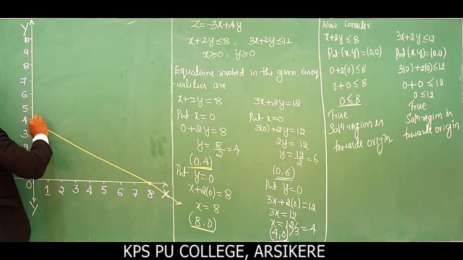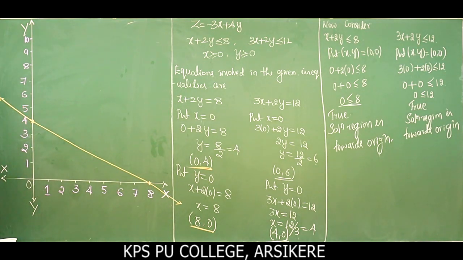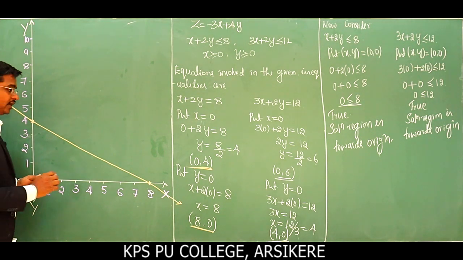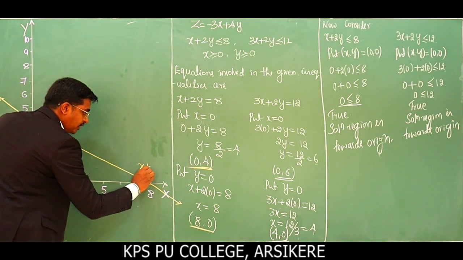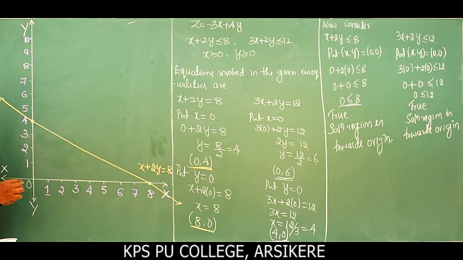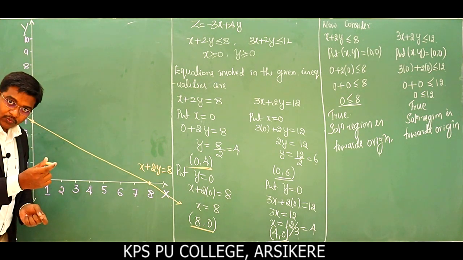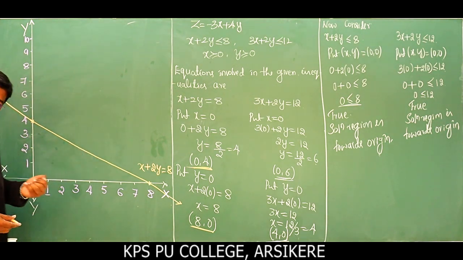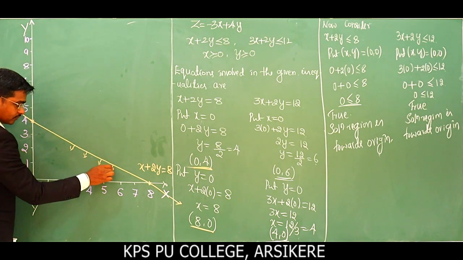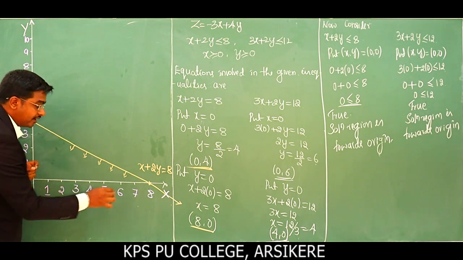I joined the two points. When I joined these two points, we obtain the line. What is the line here? x plus 2y is equal to 8. This line is x plus 2y is equal to 8. So when I substitute x is equal to 0 and y is equal to 0, this inequality becomes true. So hence the solution region is towards the origin. See, I will draw the arrow mark towards the origin. Clear? Towards origin, write the arrow mark.